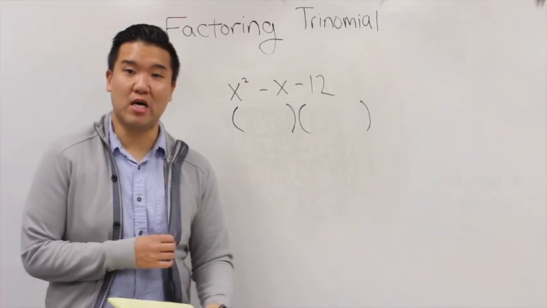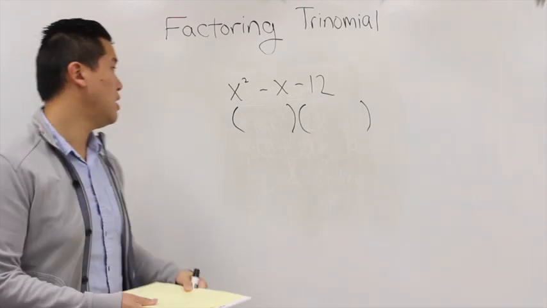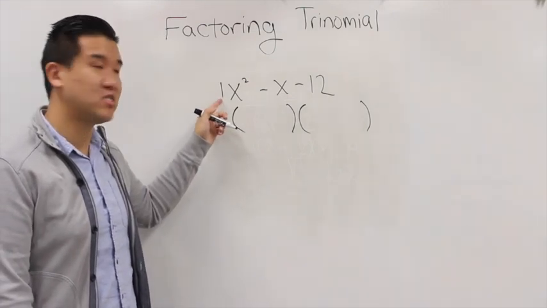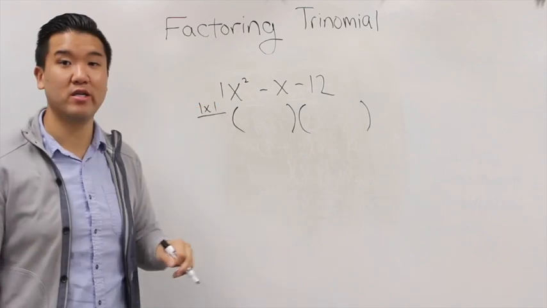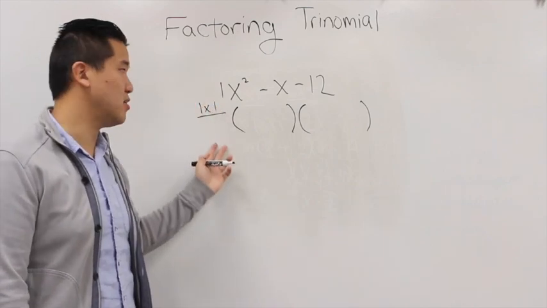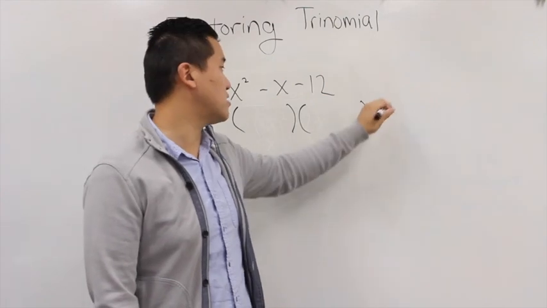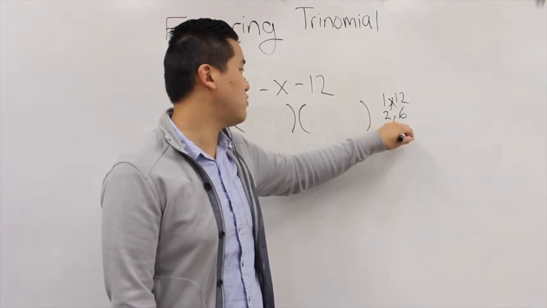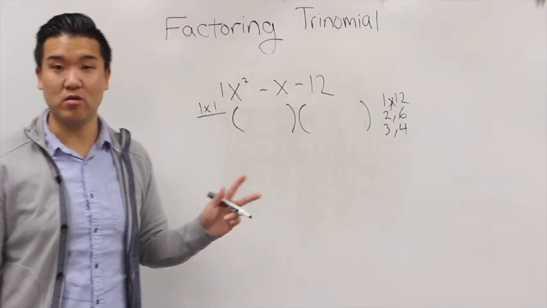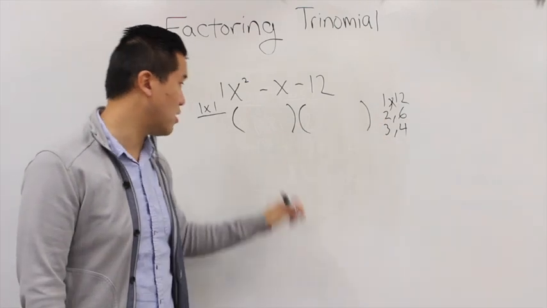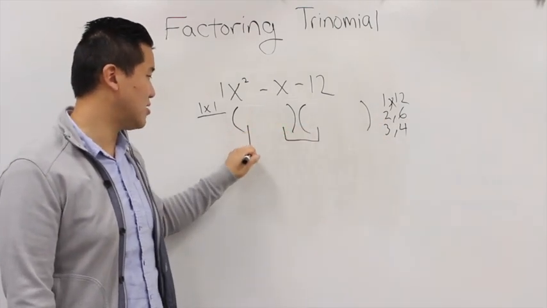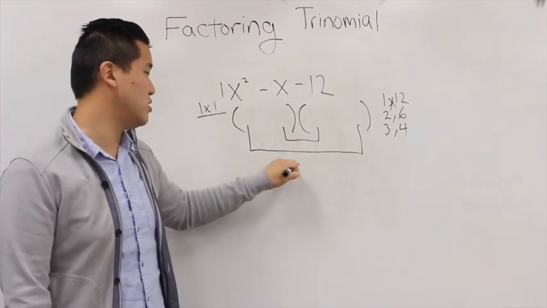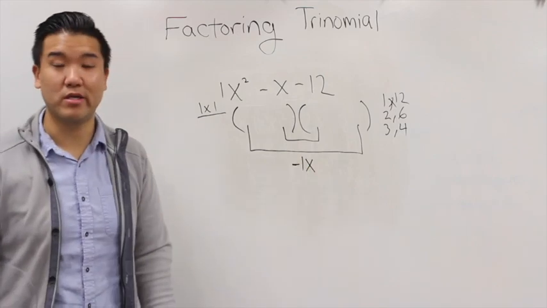Guess and check is pretty much just FOILing. We're guessing our FOIL. What goes here are the factors of your a term, so it's 1 and 1. Over here, you list out all the factors of 12: 1 times 12, 2 times 6, 3 times 4, and that's it. We don't have to repeat them. When you multiply the inside terms and the outside terms and add them up, it should add up to your middle term, which is negative 1x.